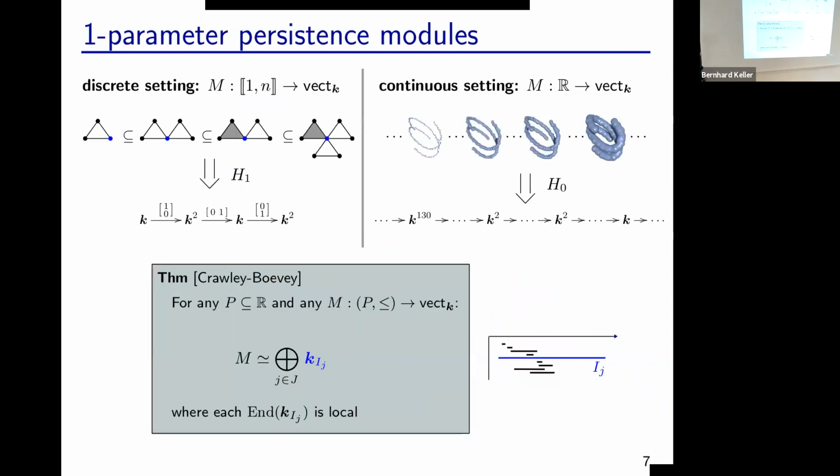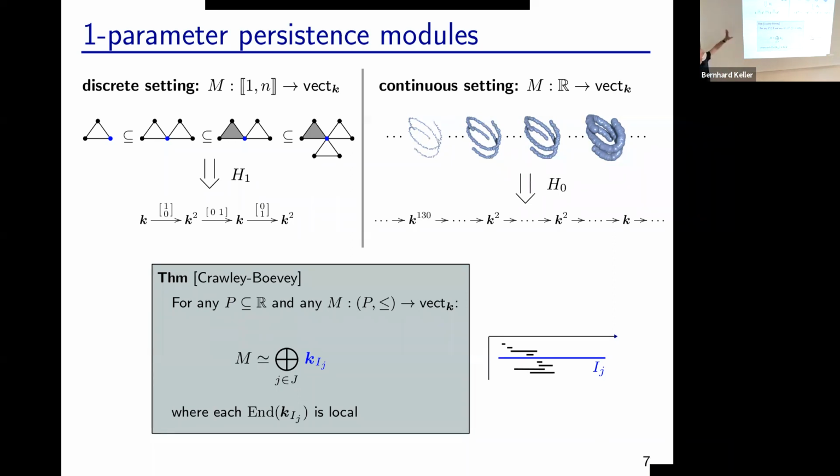In the one-parameter case, we know that persistence modules are always decomposable as direct sums of such interval modules. This is where the barcodes come from. You always have a direct sum decomposition of the module, and these interval modules have local endomorphism rings, and therefore the decomposition is essentially unique. Hence the well-definedness of the barcodes. They exist and they are unique.